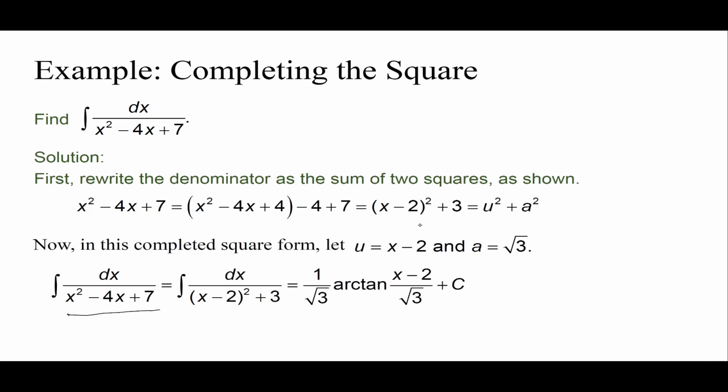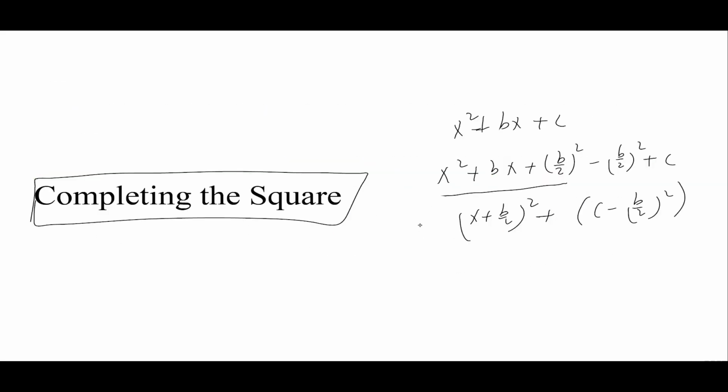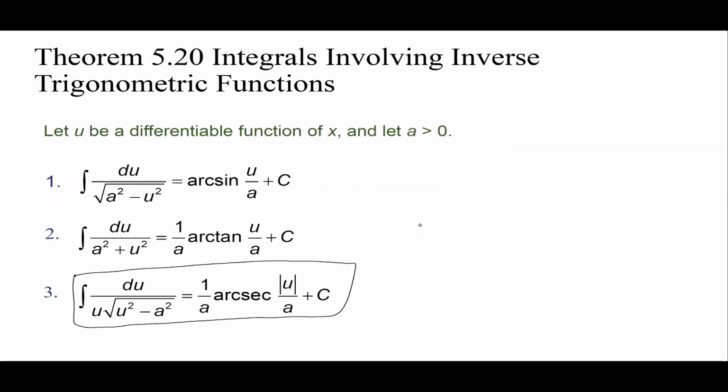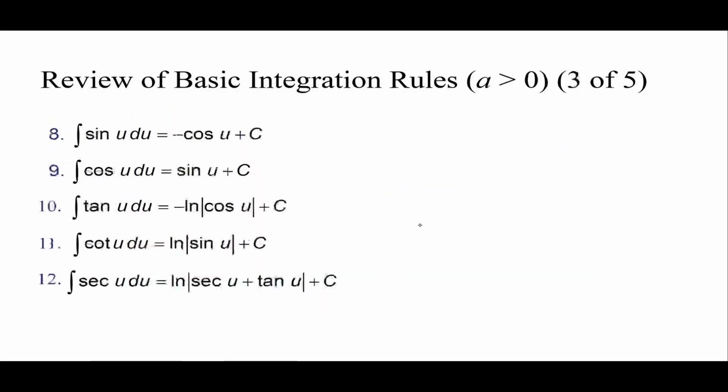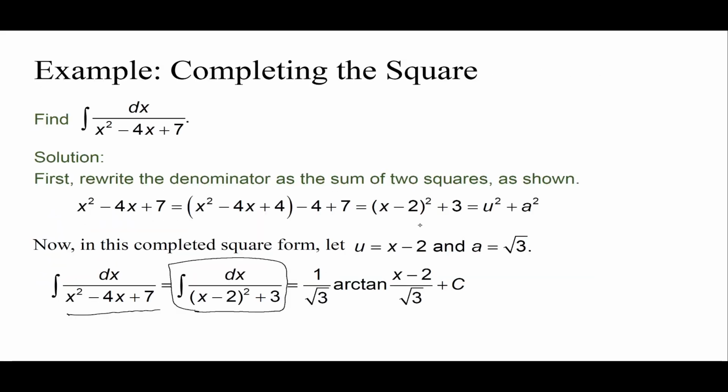So I can change this problem into this form. Look here, x squared minus 4x plus 7 can also be written as x minus 2 whole square plus 3. Now we can use one of those formulas we were discussing before. Where is that? This one. We can use this formula and we can find the answer. So sometimes completing the square might be useful. So that's the reason the answer is 1 over square root of 3, tan inverse of x minus 2 over square root of 3, plus c.